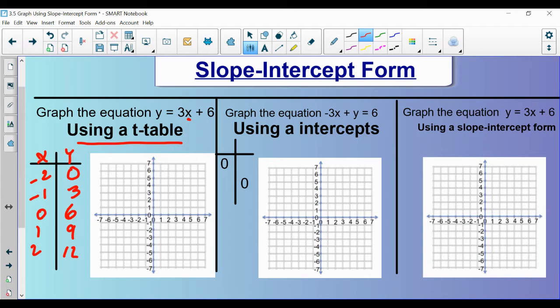So, in order to graph my line, I would plot these points: (-2, 0), (-1, 3), (0, 6), (1, 9). It's going to be up here somewhere. Oof, bad line. We can see what this graph looks like. It looks like that.